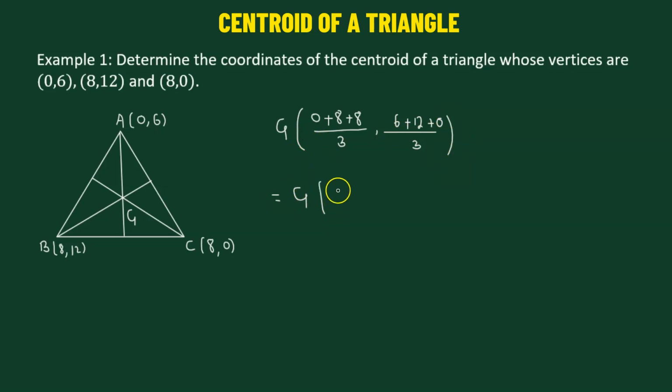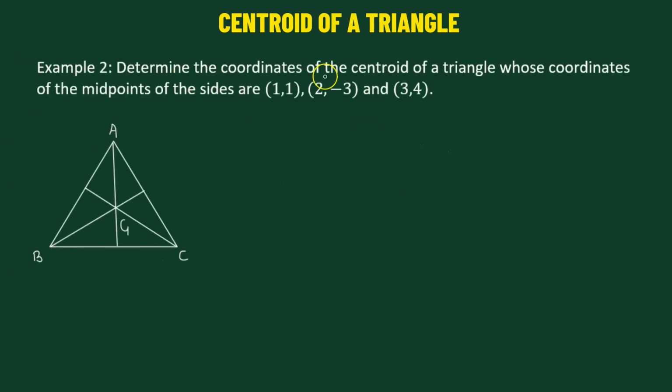Let's find it out. So we have 16 over 3 and we have 18 over 3. So 18 over 3, that's simply 6. So we have G 16 over 3 and 6. So this is going to be the coordinate of the centroid of the triangle whose vertices are 0, 6, 8, 12 and 8, 0. Let's go to the next problem.